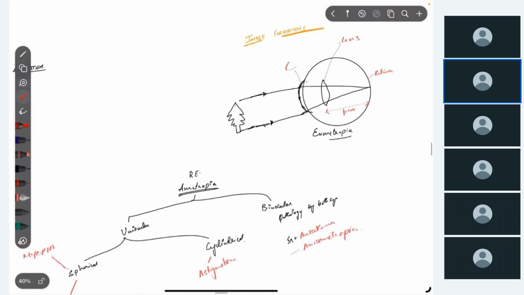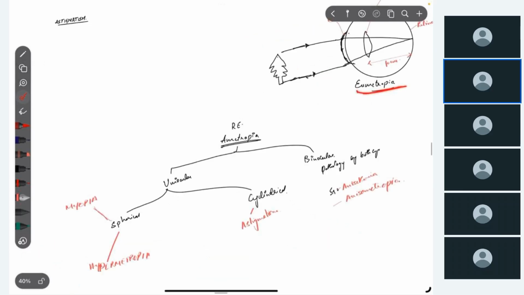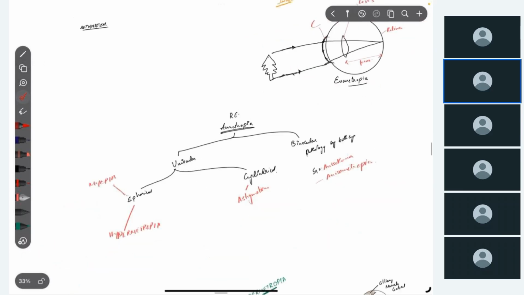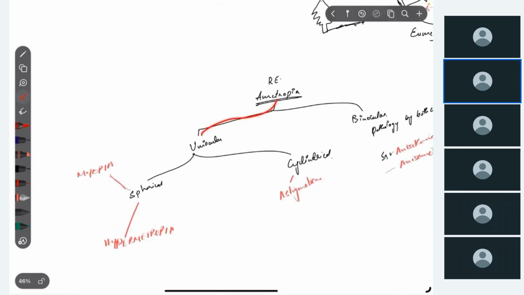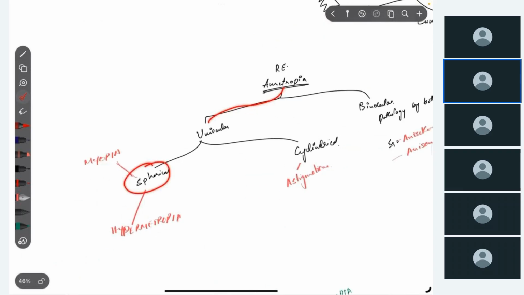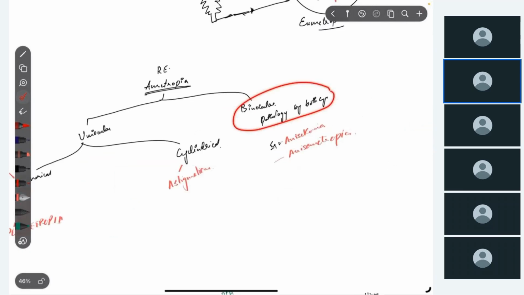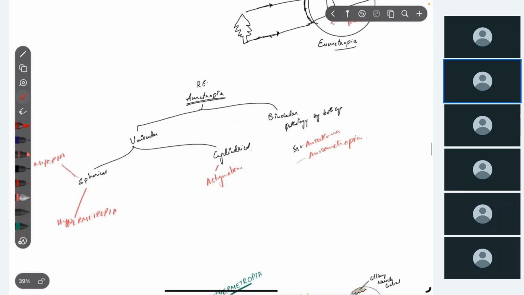A normal eye is also called an emmetropic eye. Ametropia can be uniocular and binocular. In uniocular ametropia, you have spherical errors and cylindrical errors. We'll see what these are one by one. And in binocular, the pathology is of both eyes. Each eye can have different pathologies like myopia or hypermetropia.